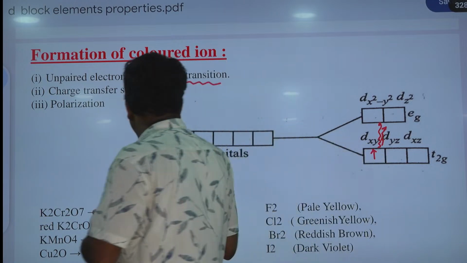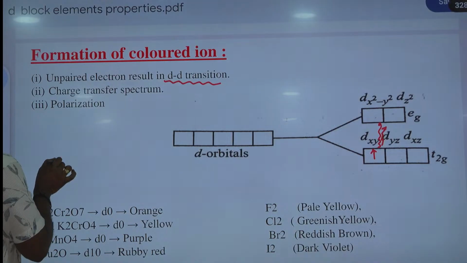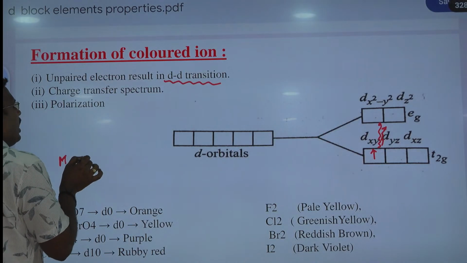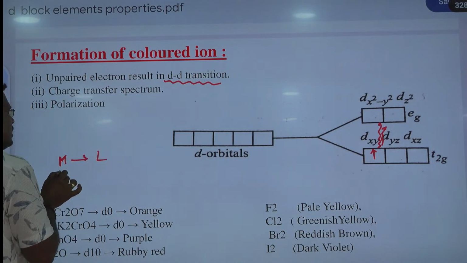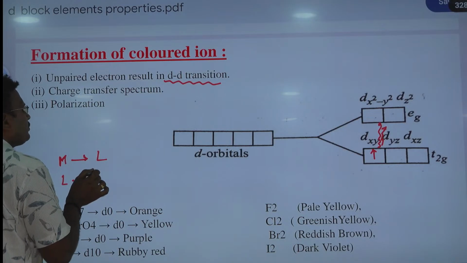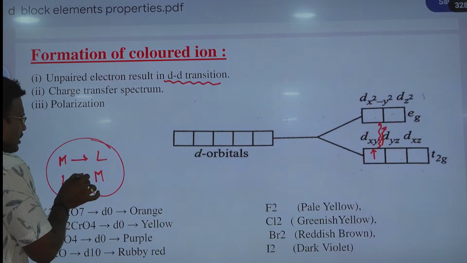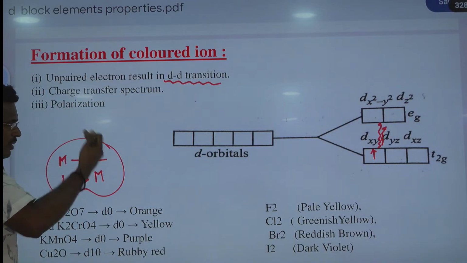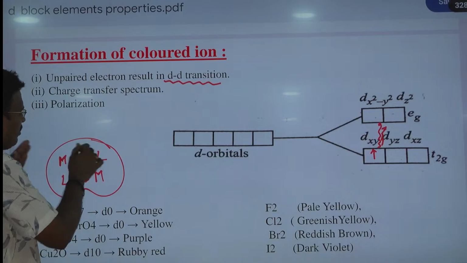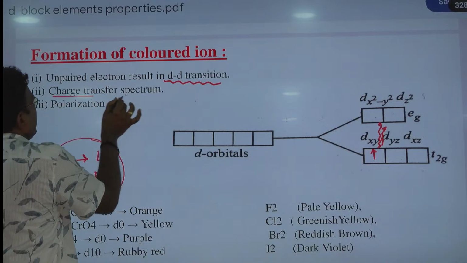So there are two types of charge transfer. Number one is metal to ligand. Another one is ligand to metal. This is completely Weber's theorem, I will explain it later, including what the metal and ligand are. That is a different topic. So this is called a charge transfer spectrum.